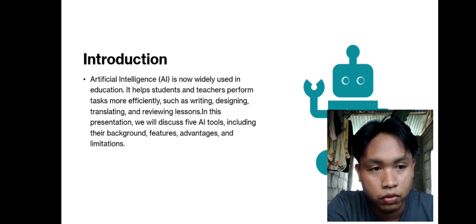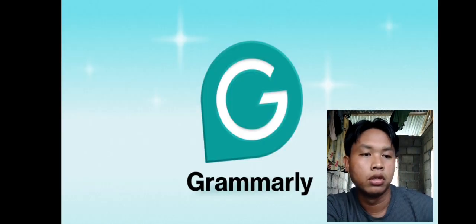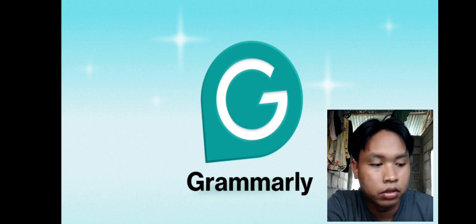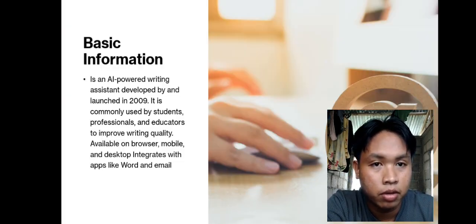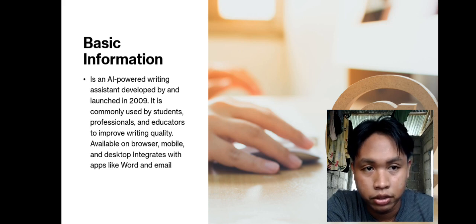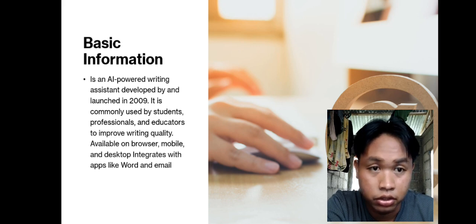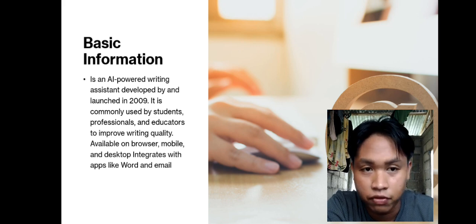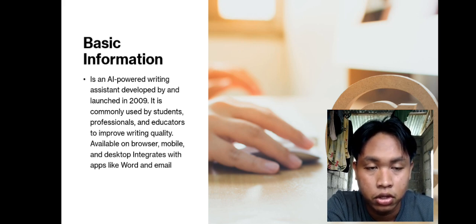For the first AI tool, Grammarly. Grammarly is an AI-powered writing assistant developed and launched in 2009. It is commonly used by students, professionals, and educators to improve writing quality. Available on browser, mobile, and desktop, it integrates with apps like Word and email.